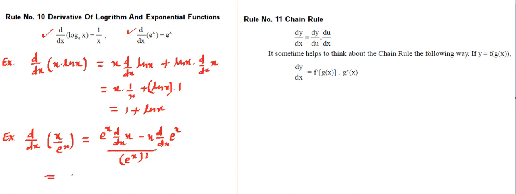Differentiation of x is going to be 1, so it's simply e raised to power x, minus x times the differentiation of e raised to power x, which is e raised to power x, so it's going to be x e raised to power x, divided by e raised to power x square. You can take e raised to power x as common from the top, and this is square. So you can divide by e raised to power x, and it will become 1 minus x divided by e raised to power x. Okay. So this is how we can use the logarithm functions and exponential functions with the functions that we have already learned.